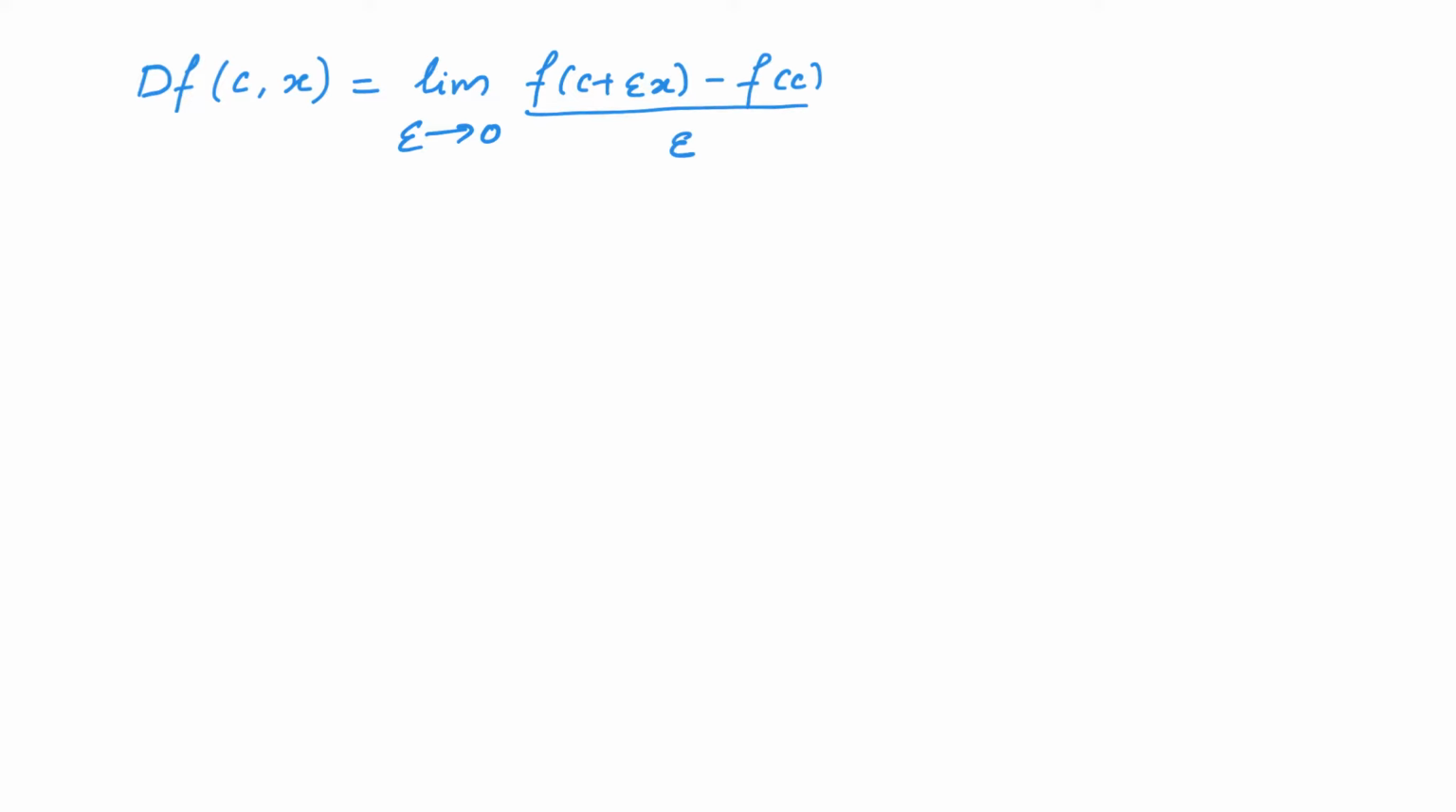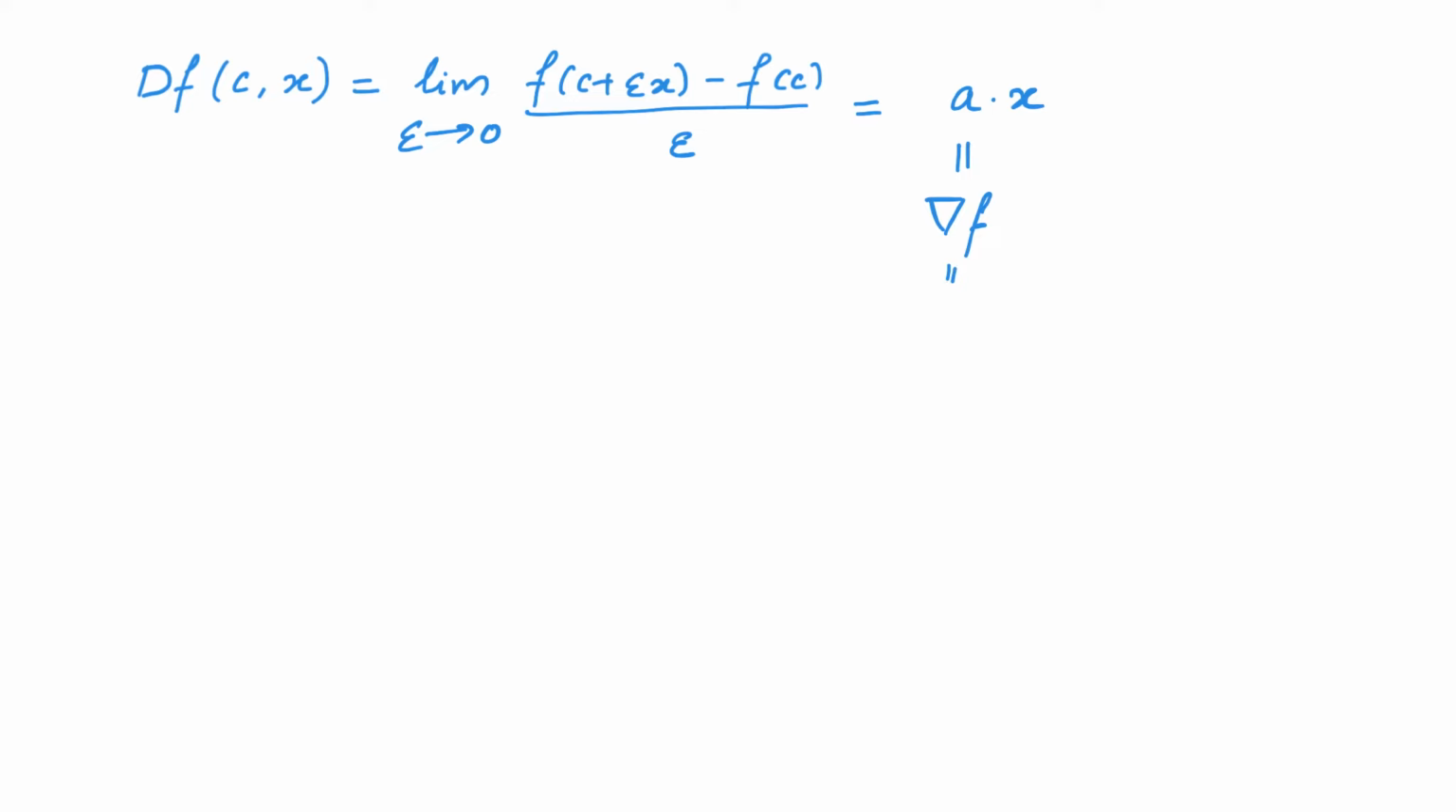In the previous video, we studied two concepts. The first was the directional derivative of f at the point c along the direction x, defined to be the limit as epsilon tends to 0 of f of c plus epsilon x minus f of c, whole divided by epsilon. We further saw that if f is differentiable, then this quantity is equal to a dot x, where a is the special vector given in the definition of differentiability. It was later observed that this a is equal to the gradient of f, which was the second concept that we learned in the previous video.